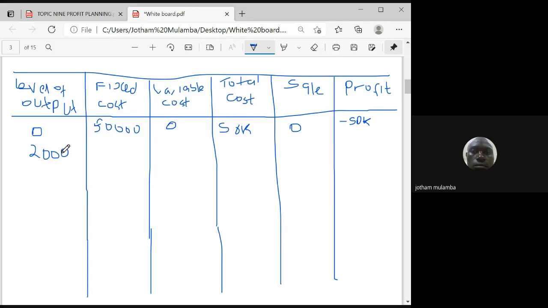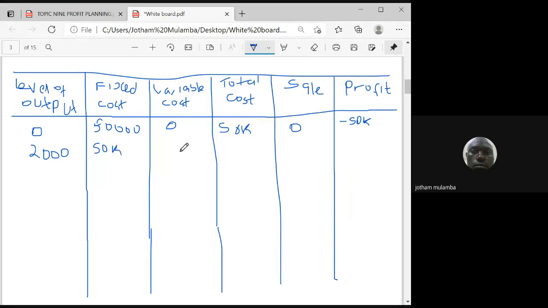So at 2,000, how much will be our fixed cost? Do I need to repeat the definition of fixed cost? Yes, it is 50,000. So you write there 50,000. Fixed cost does not change. It will be consistently 50,000.